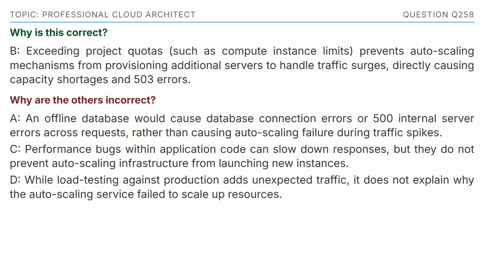Why are the others incorrect? A. An offline database would cause database connection errors or 500 internal server errors across requests, rather than causing autoscaling failure during traffic spikes. C. Performance bugs within application code can slow down responses, but they do not prevent autoscaling infrastructure from launching new instances. D. While load testing against production adds unexpected traffic, it does not explain why the autoscaling service failed to scale up resources.